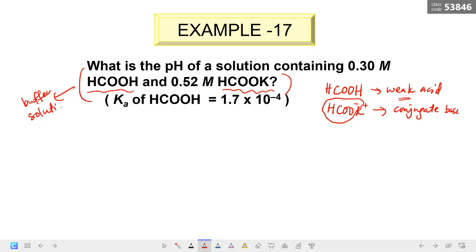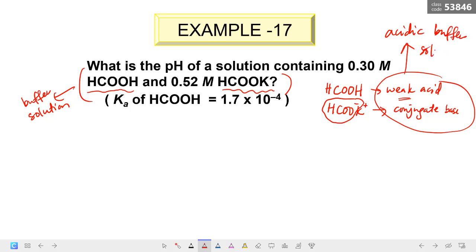Jadi, sekarang kita nak kira berapakah pH buffer solution ini. Okay, acidic ke basic buffer solution? Kalau kita tengok dia mengandungi weak acid dengan its conjugate base, maka sepatutnya acidic buffer solution. And we know that acidic buffer solution, the pH must be less than 7. So, kita nak kira sekarang berapa pH-nya.